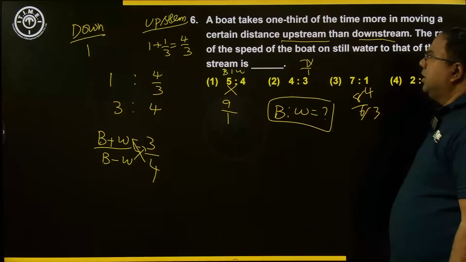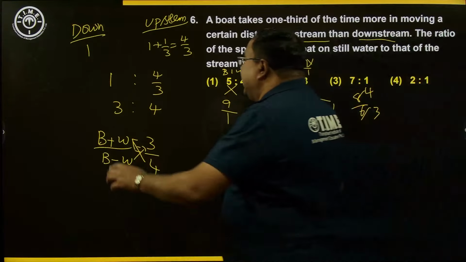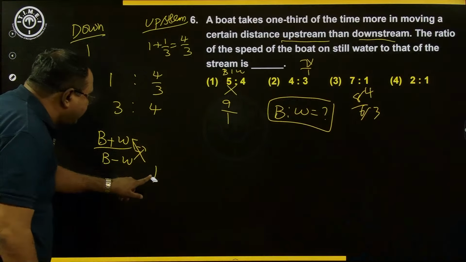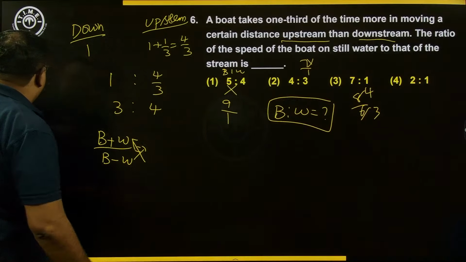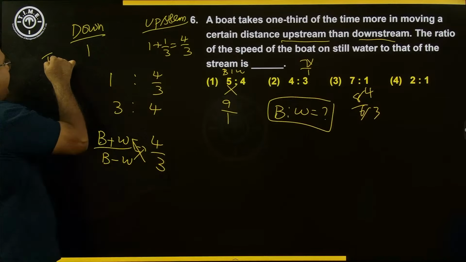Right? What is that? We made a mistake somewhere. Boat takes 1/3 of the time more in moving certain distance upstream than downstream. Okay, sorry. This is time taken ratio. Very sorry. So the ratio has to be 4 is to 3, because this is time taken ratio.